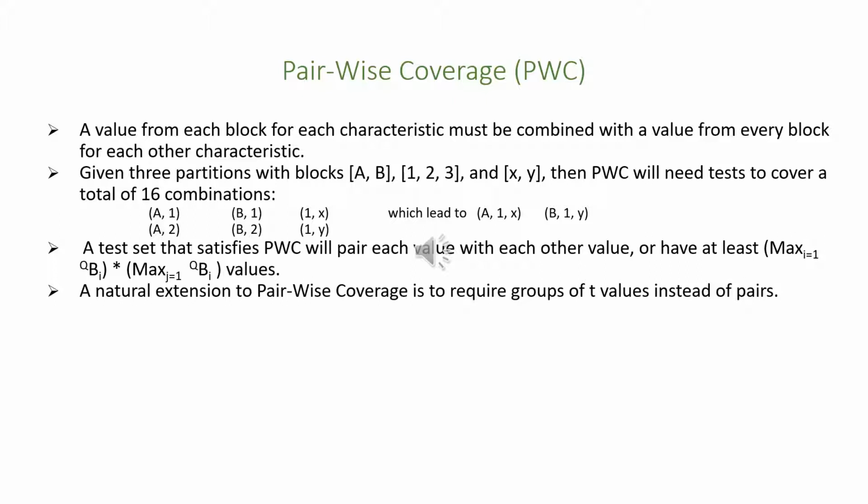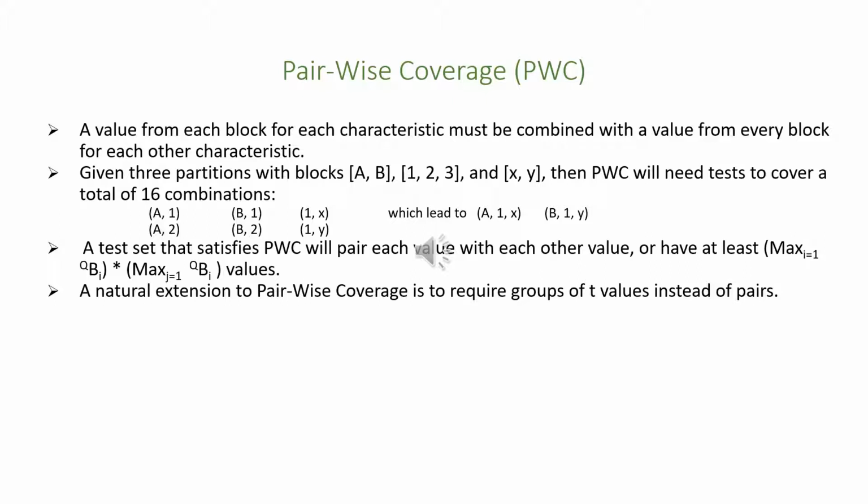Given 3 partitions with blocks A, B, 1, 2, 3, and X, Y, then PC will need to test to cover a total of 16 combinations. For example, A1, A2, B1, B2, 1X, 1Y, which leads up to A1X, B1Y. A test set that satisfies PC will have at least the product of max of i equal to 1 to Q of B_i and the second max of i equal to 1 to Q of B_i values.